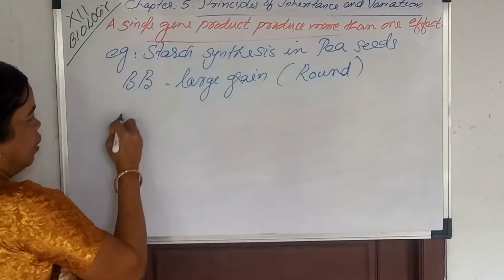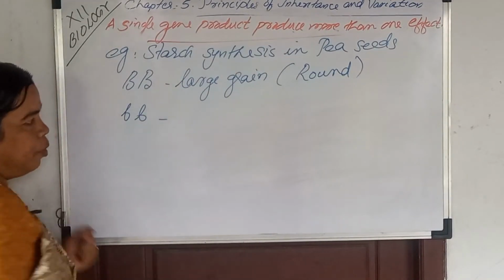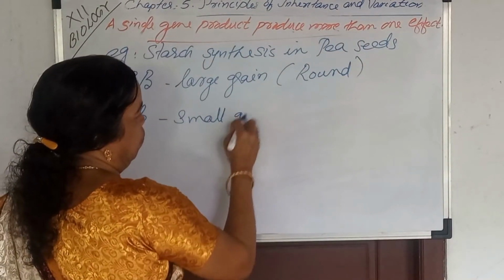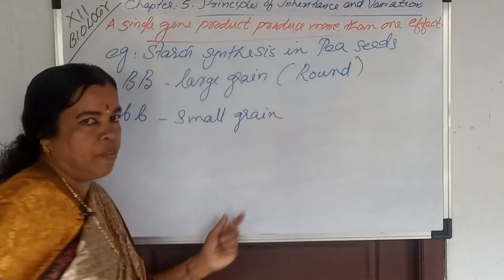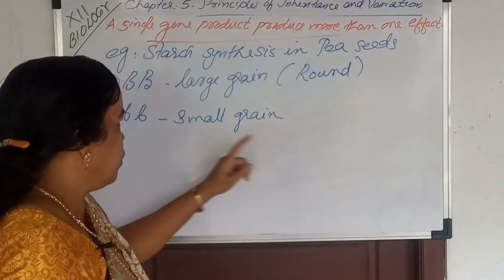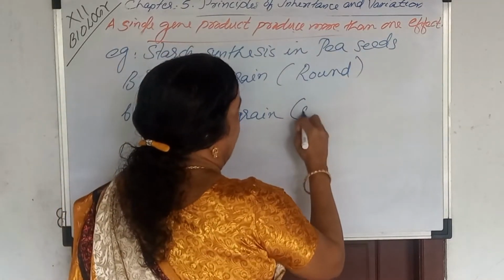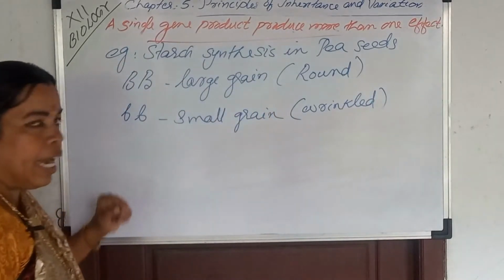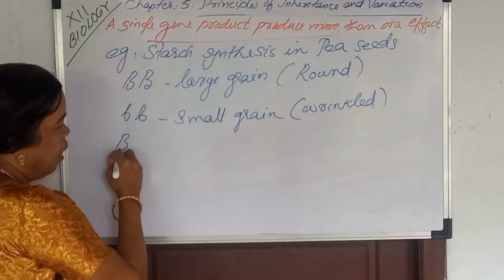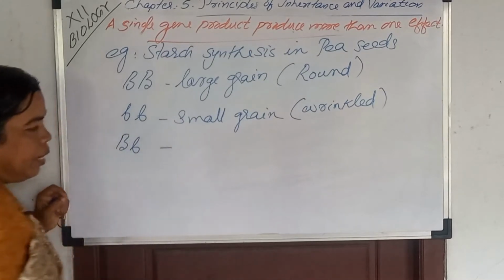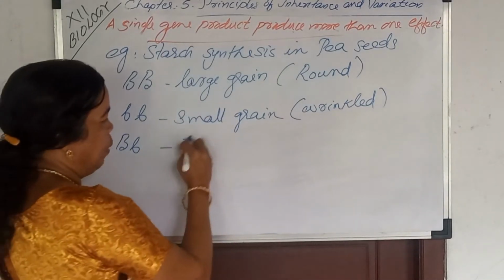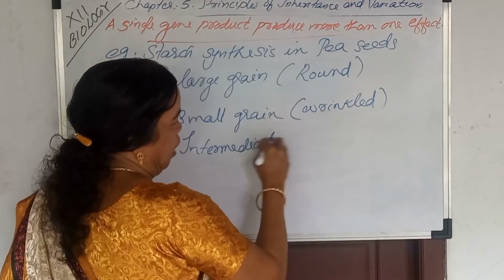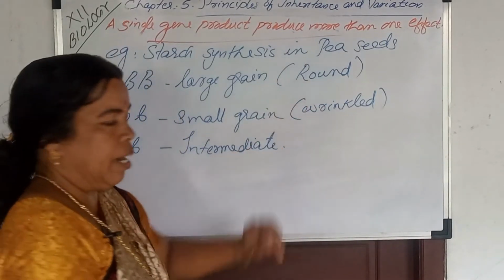Then the next combination, small b, produces small starch grain, because lesser efficiency of starch synthesis occurs here. Then that seed appears wrinkled. Then the heterozygote, that is capital B and small b. Here the size of the starch grain is intermediate in size, but the appearance is round.